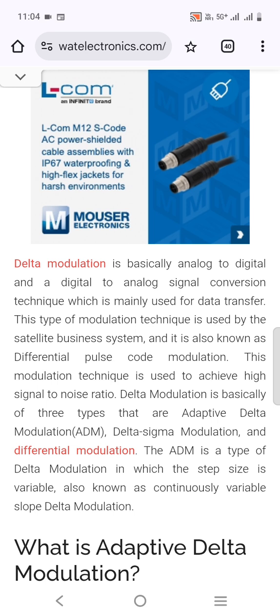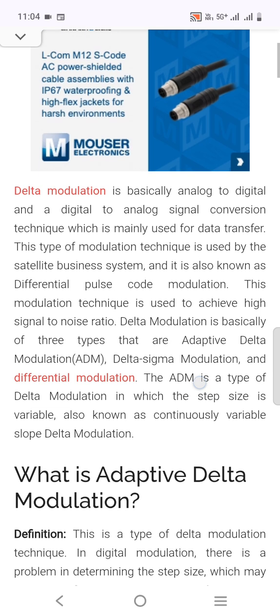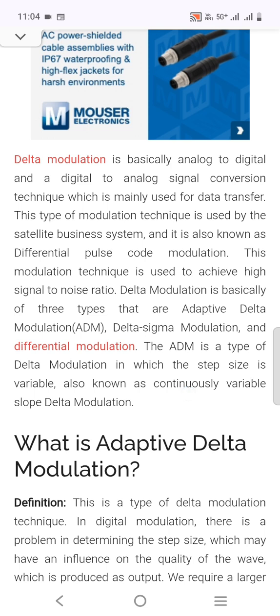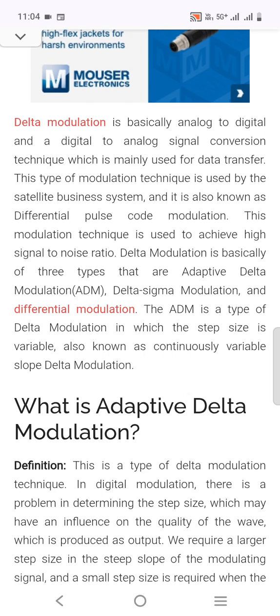Delta modulation is basically an analog to digital and digital to analog signal conversion technique, which is mainly used for data transfer. This type of modulation technique is used by satellite business systems, and it is also known as differential pulse code modulation. This modulation technique is used to achieve a high signal to noise ratio. Delta modulation is basically of three types. They are adaptive delta modulation, delta sigma modulation, and differential modulation.